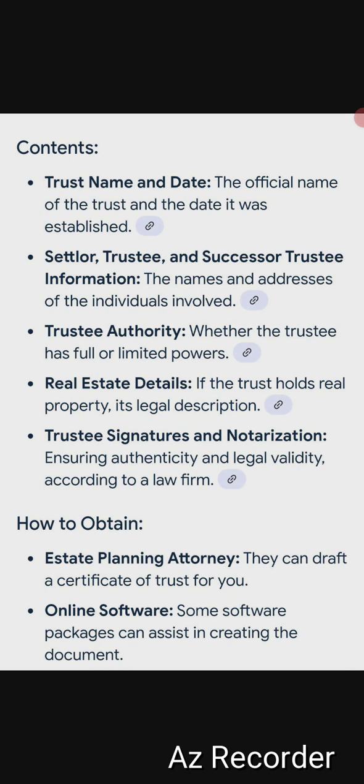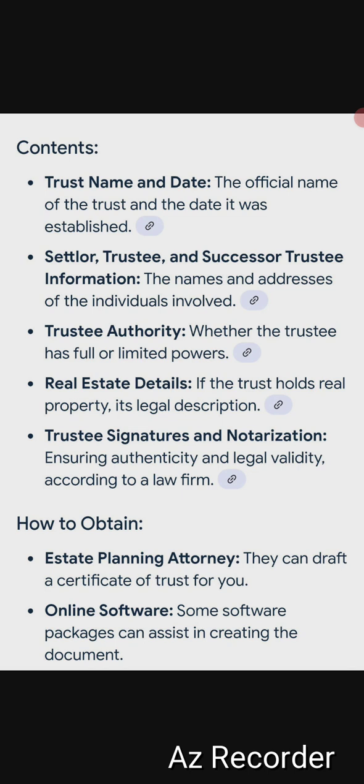Settlor, trustee, and successor trustee information: the names and addresses of the individuals involved. Trustee authority: whether the trustee has full or limited powers. All right? And we can go into a long class on that alone, but we're going to try to keep this short. It's going to be a bit lengthy, but still we're going to try to keep it short. Real estate details: if the trust holds real property, its legal description. You have to describe the legal description of the property the trust holds.